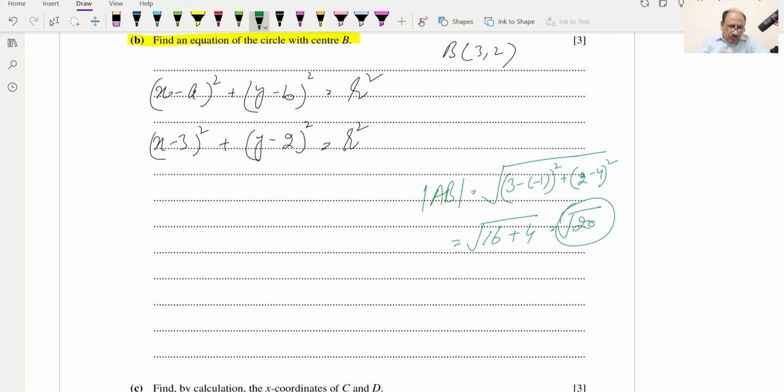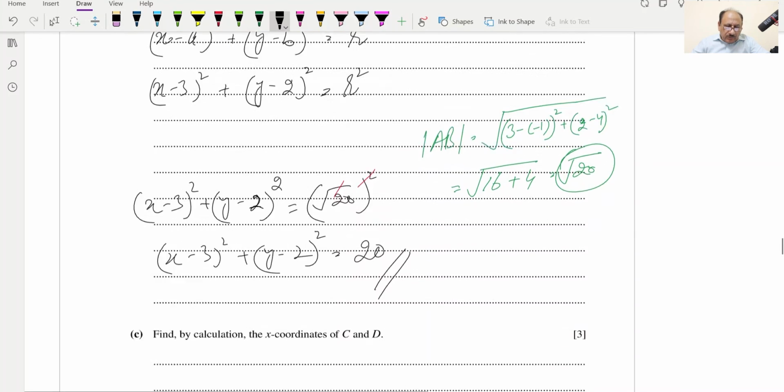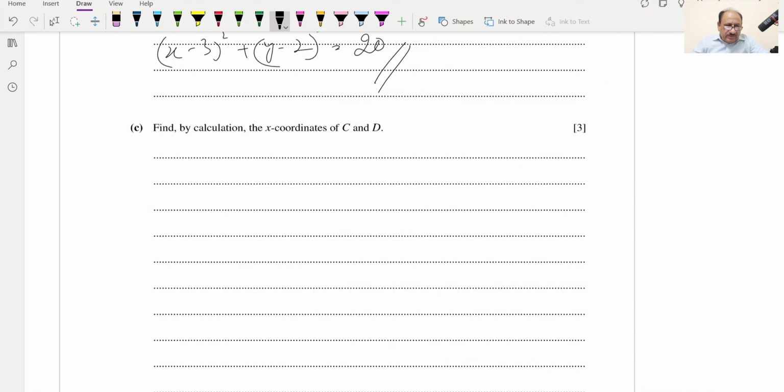Now we can rewrite this equation, x minus 3 squared plus y minus 2 squared is equal to under root of 20 squared, and square and under root will be cancelled, and we will get the equation x minus 3 squared plus y minus 2 squared is equal to 20, and this will be the final equation. This was 3 marks part which we are done. Now we can move to part C. Part C says find by calculation the coordinates of C and D.